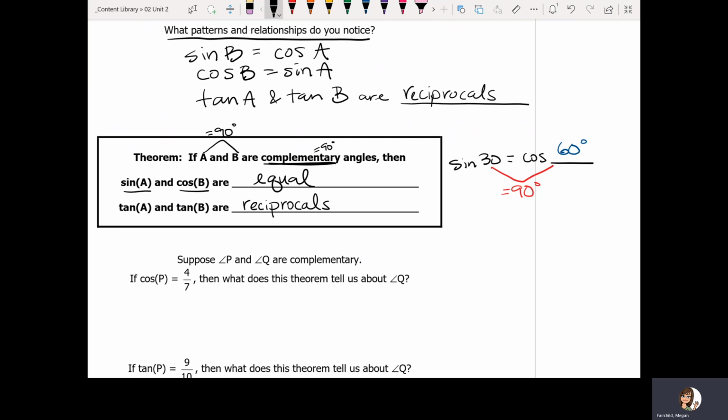And you could draw a triangle and see, if I have this right triangle and this is 30 degrees, not to scale, then the sine of that, 4 over 5, would be the same as the cosine of 60, because that angle has to be 60 if that's 30.